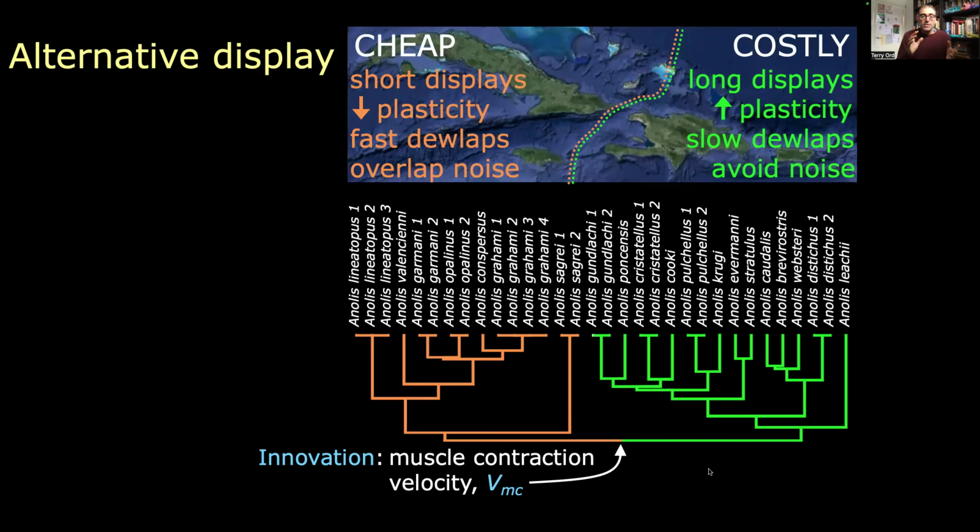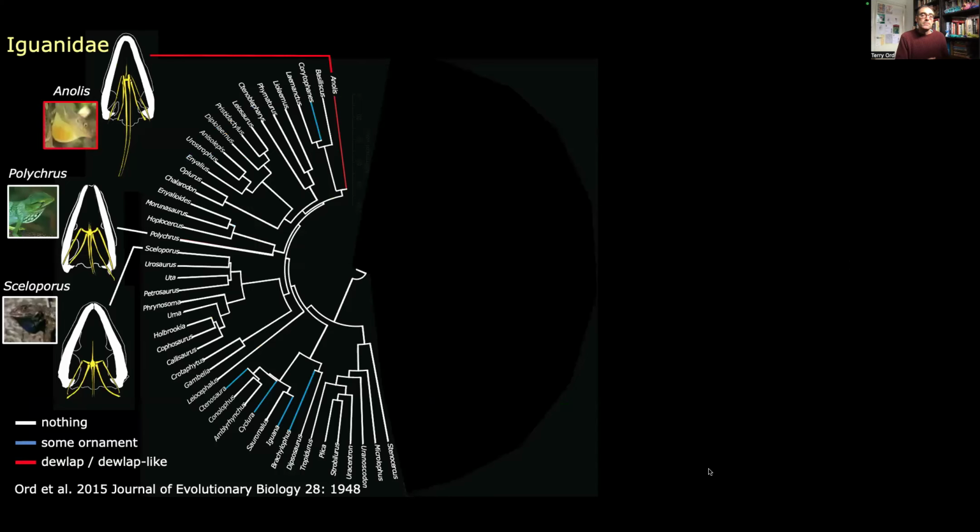So the innovation appears to have occurred in the orange clade, but not the green clade. And as a consequence, the green clades still have to produce conspicuous territorial displays, and they've had to come up with alternative innovations in terms of duration of displays, that contextual plasticity, and the timing of the displays to make up for the fact that they can't produce rapid extensions of the dewlap.